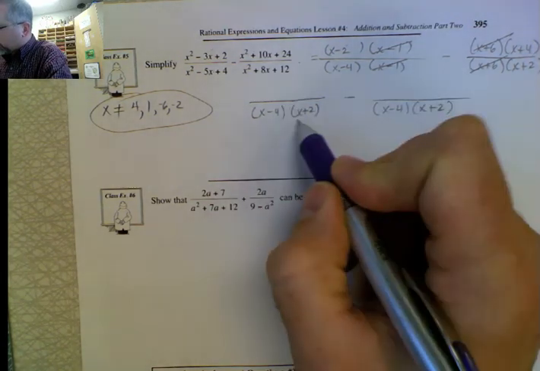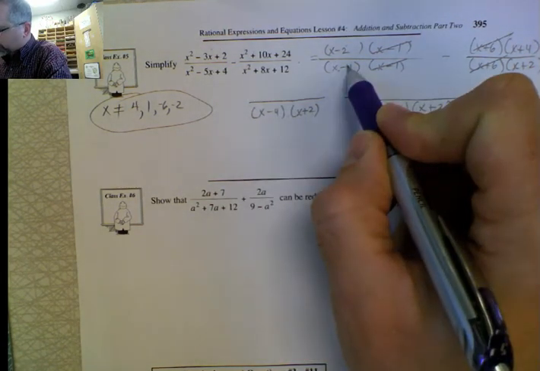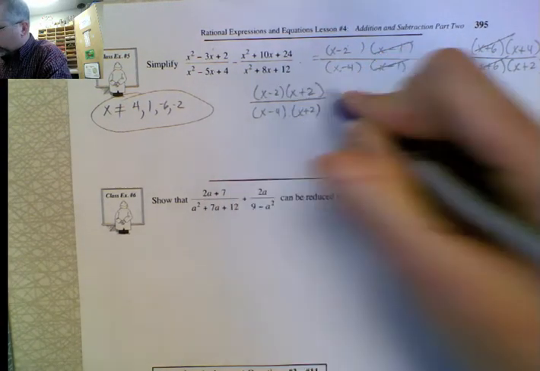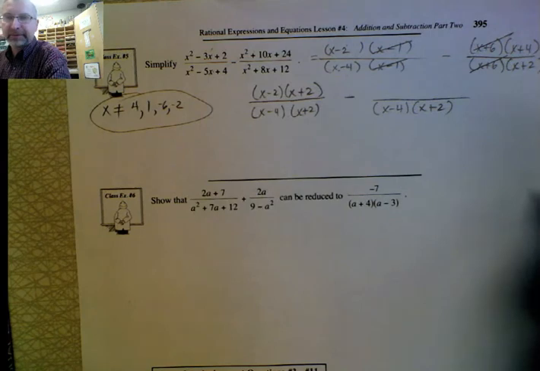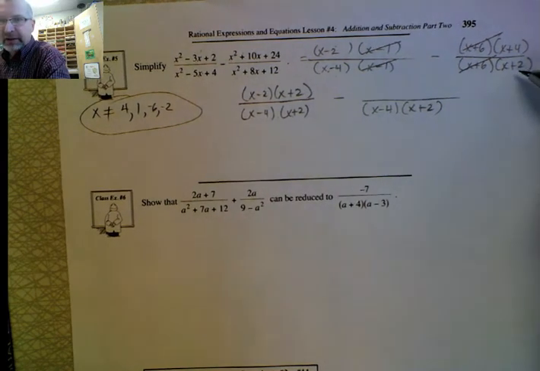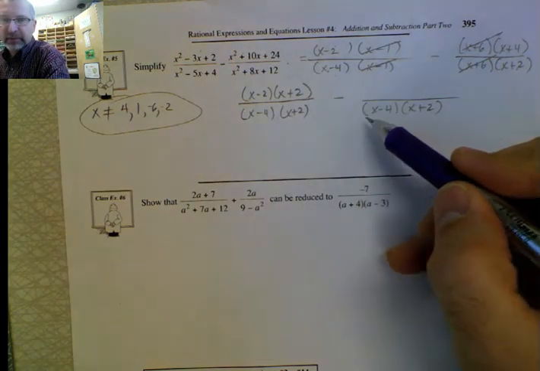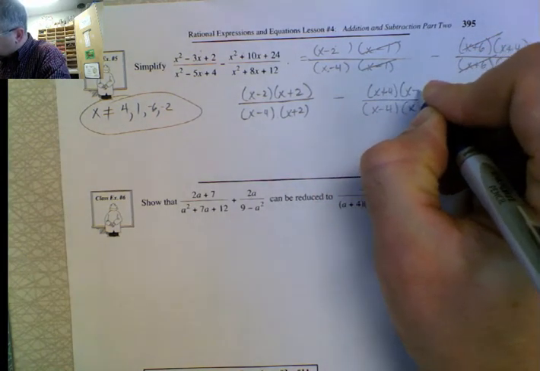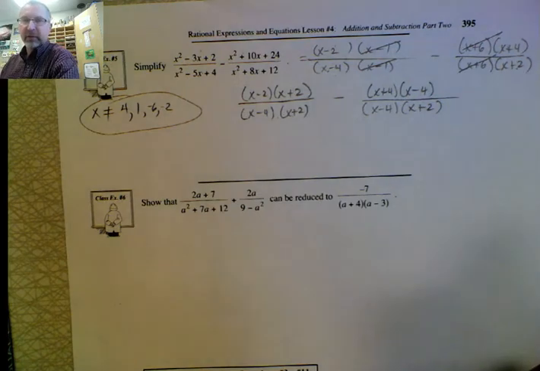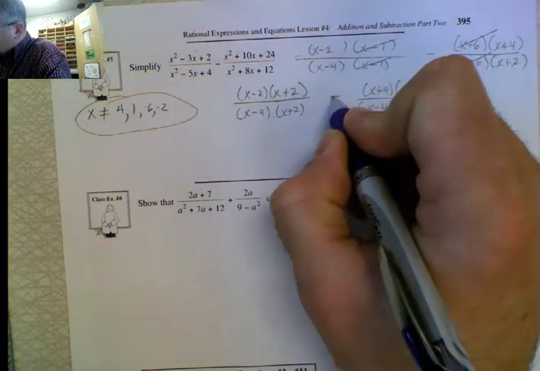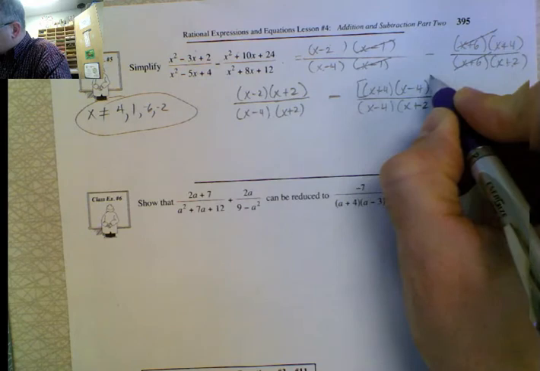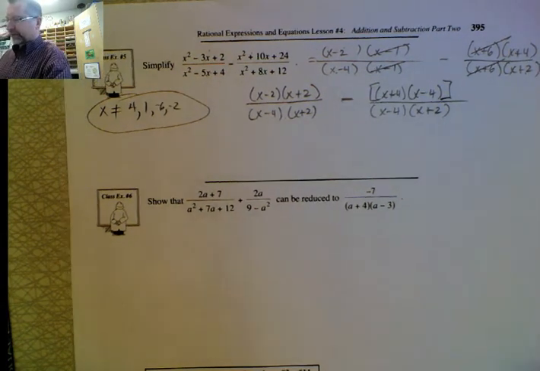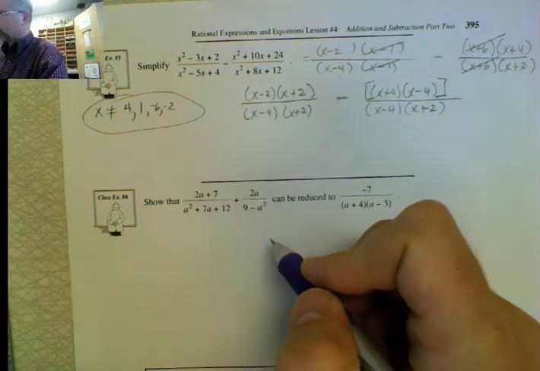Now, if you notice, I multiplied x minus 4 by x plus 2, so I'm going to have to take my numerator and multiply it by x plus 2 on the left side. On the right side, we took x plus 2 and multiplied it by x minus 4, so I'm going to have to take my numerator of x plus 4 and multiply it by x minus 4. We also need to remember that the negative is going to apply to everything in the numerator of that second fraction. So we're going to have to deal with that momentarily.